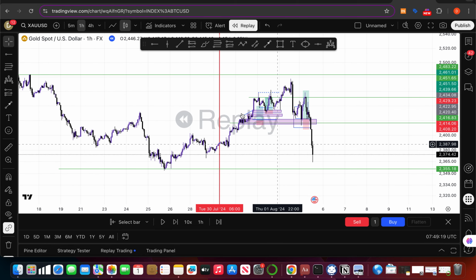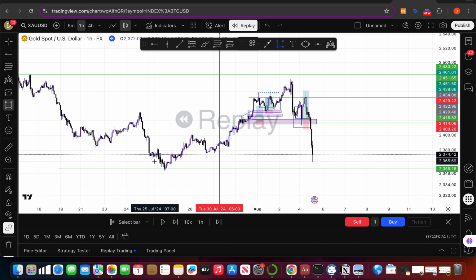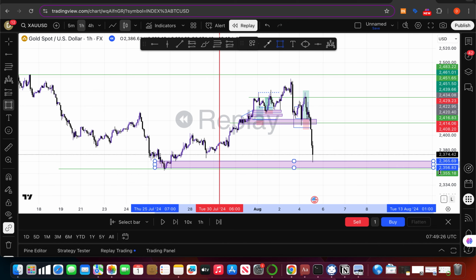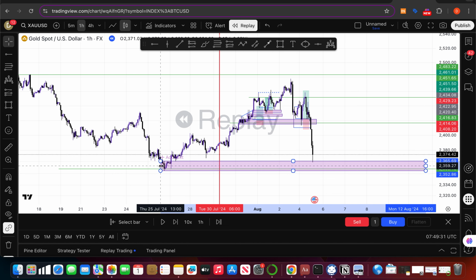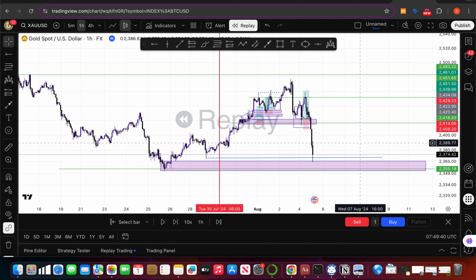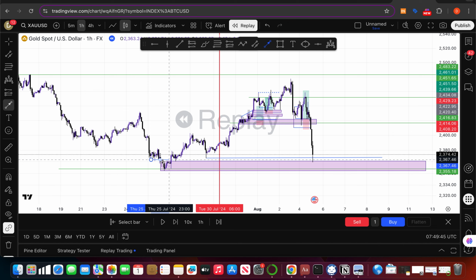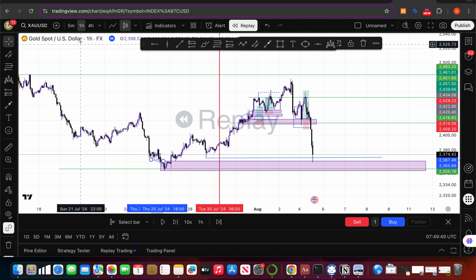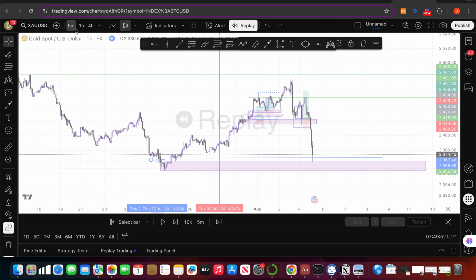I saw something daily malicious. Then this is the liquidity, then this is the liquidity sweep, this is the structural liquidity POI, then this is 1 hour. Let's go to 5 minutes and see what's going on.